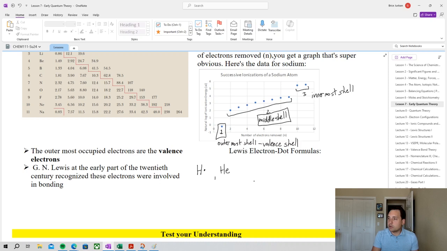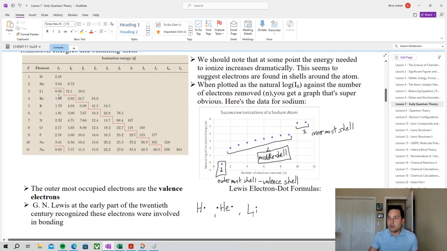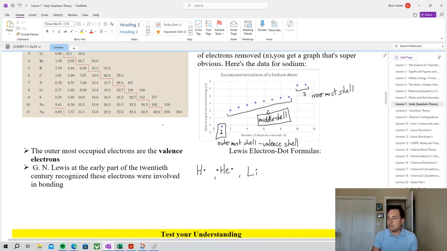If we want to represent helium, helium is going to have 2 electrons, and we can put the dots together or on either side of the symbol. All right, so let's write a couple more of these out. For lithium, we saw it has 1 electron that's easily removed, but then we go on to remove the second one. So these must be the inner electrons, and we're not going to represent those in this Lewis electron dot formula. We're just going to write 1 electron like this.